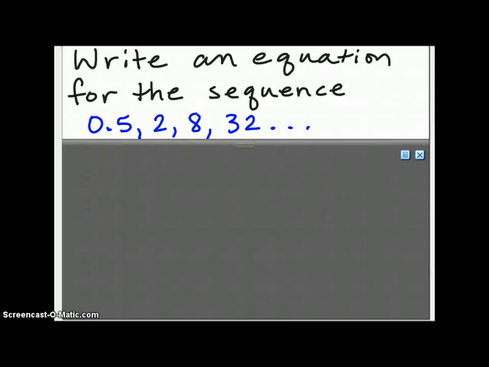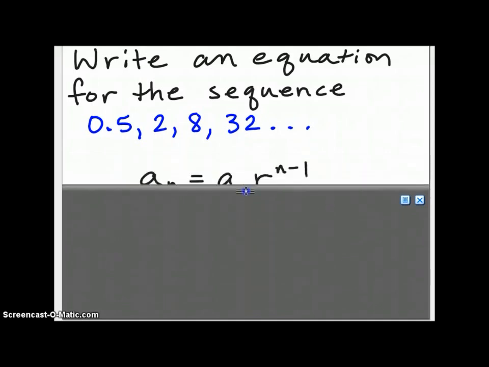Okay, so let's do geometric sequences and series. Some will be finite, some will be infinite. Let's write an equation for this sequence: we have 0.5, 2, 8, and 32.